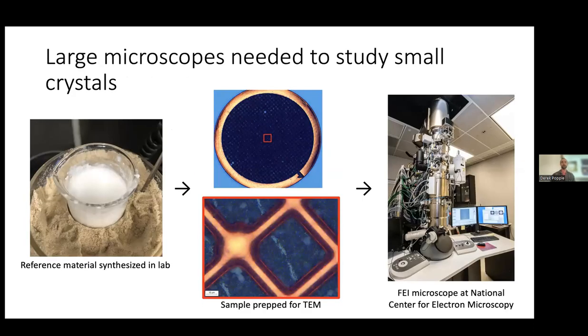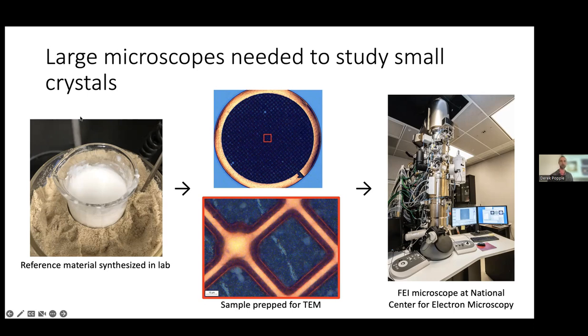So this is my methodology slide. What I've learned throughout my PhD is that you need really big microscopes to study really small things. So how this experiment is carried out: I synthesized the reference material in my lab. This is a zinc stearate. So I did a small reaction, and then I dispersed this on a TEM grid.